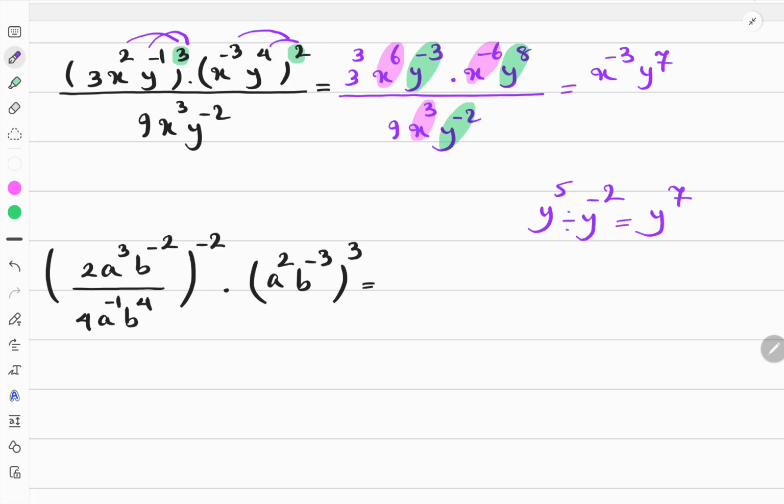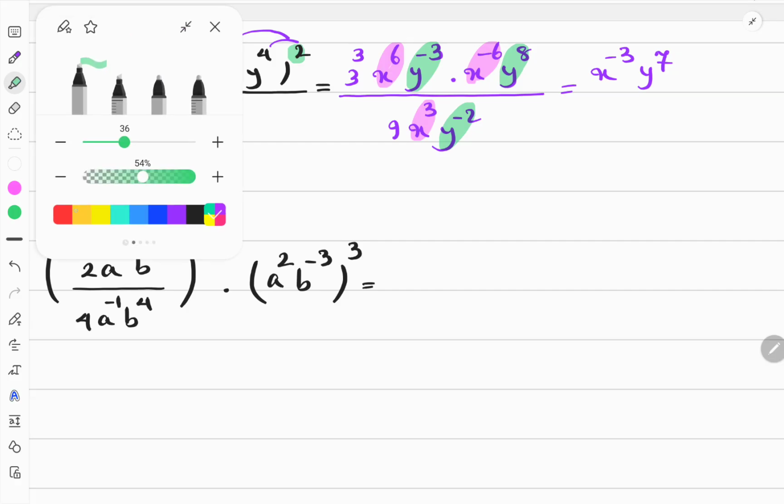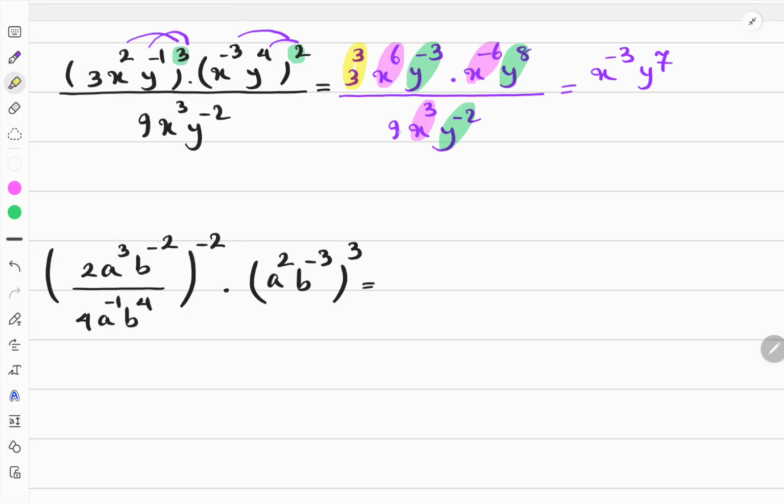Okay, and we have two numbers, 3 cubed over 2. 3 cubed is 27, over 9 is 3. So we have this number as well. 3 x to the power of negative 3 times y to the power of 7. And the last one, we have this power here and here. So 2 raised to the negative 2.